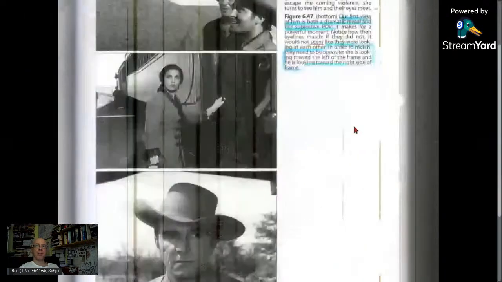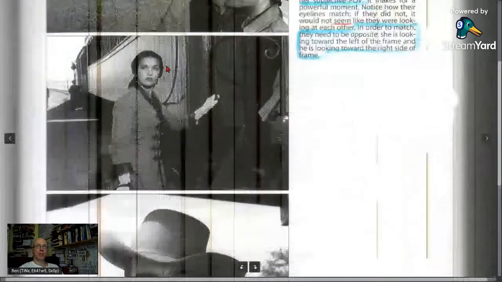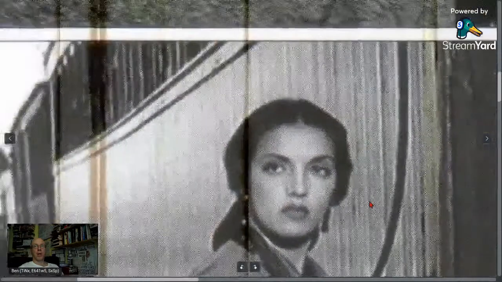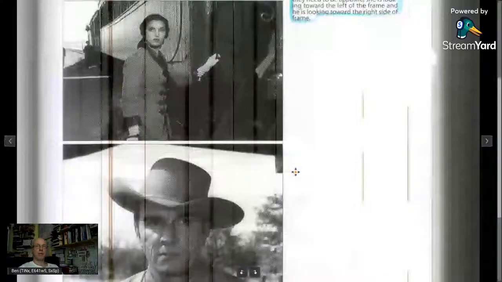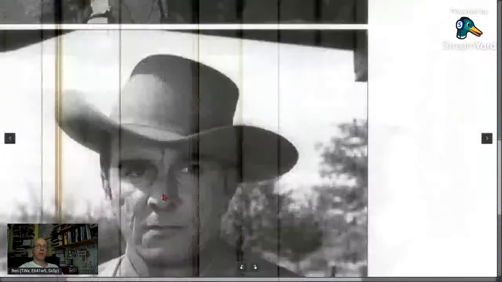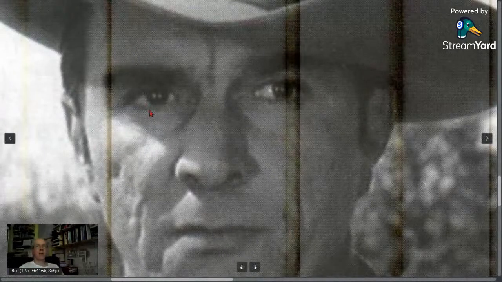So, my question to you, do you think these eyelines match? So, there she is, looking to her right. She's looking to her right. And the train is on her left. And he is looking to his left.